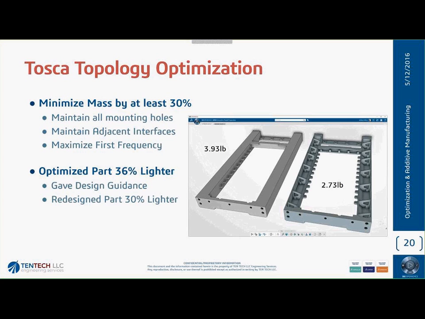But once again, 36% lighter in topology optimization, it didn't look like what's on the right. It looked a little bit chewed. It looked like a result of the topology optimization. What it gave us, though, is it showed us and highlighted places in the design where you could get away with having no material or very little material.